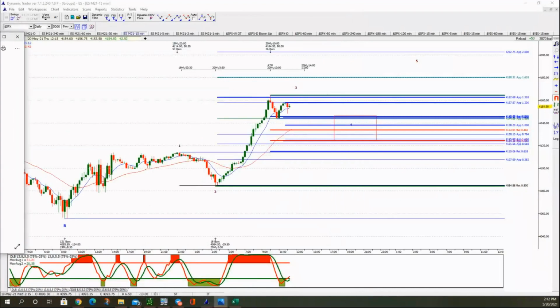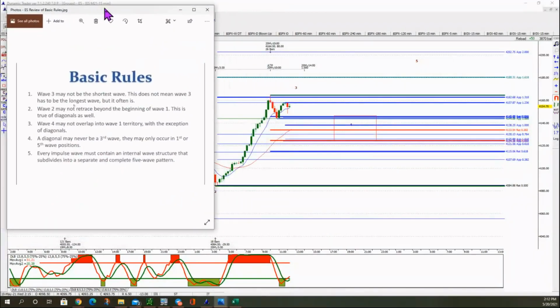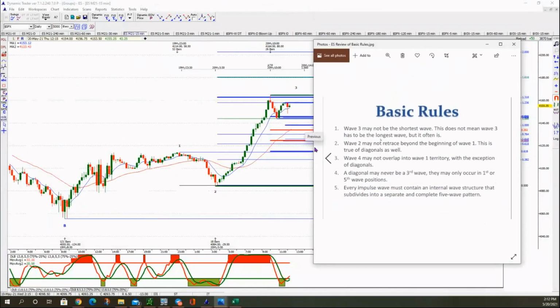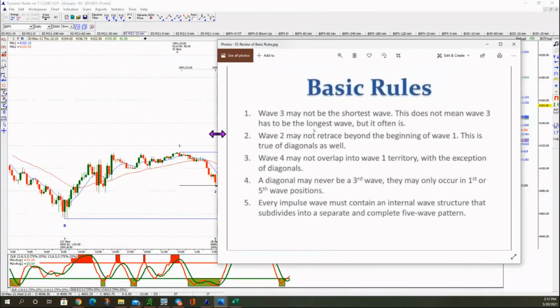Let's go over, I want to keep this, I don't want to get too long with you guys because there's a lot to absorb. But let's go over the basic rules here of Elliott wave. And these are rules. They're not guidelines. So rule number 1: wave 3 may not be the shortest wave. This does not mean wave 3 has to be the longest wave, but it often is.